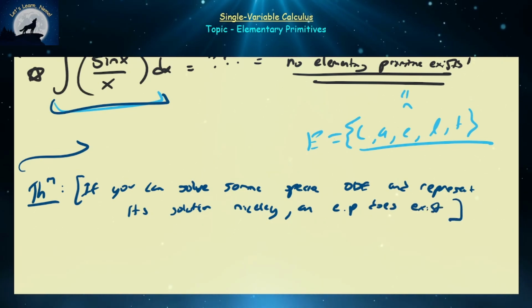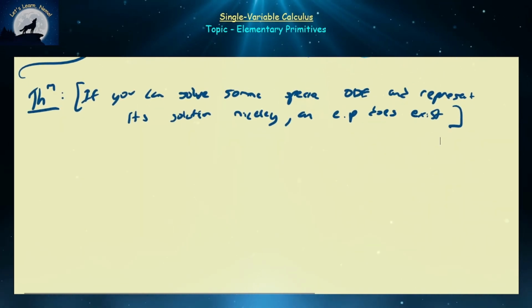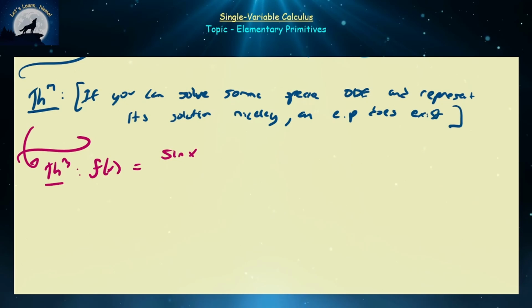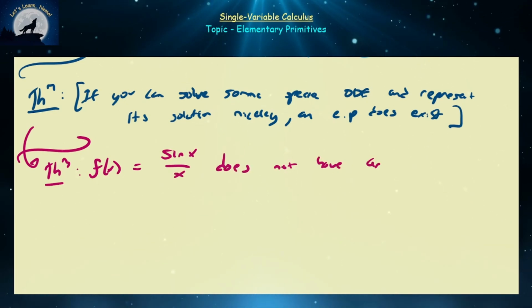Now, I'm not going to go through the very details of what this theorem actually says in the differential equation that it's trying to solve. It's definitely more advanced than I want to get into for a single variable calculus explanation. But do know that in the realm of differential equations, there does exist formal ways of finding whether or not a function has an elementary primitive. So using this special theorem from differential equations, then one can say, okay, the function f of x equals sine of x over x does not have an elementary primitive, right?